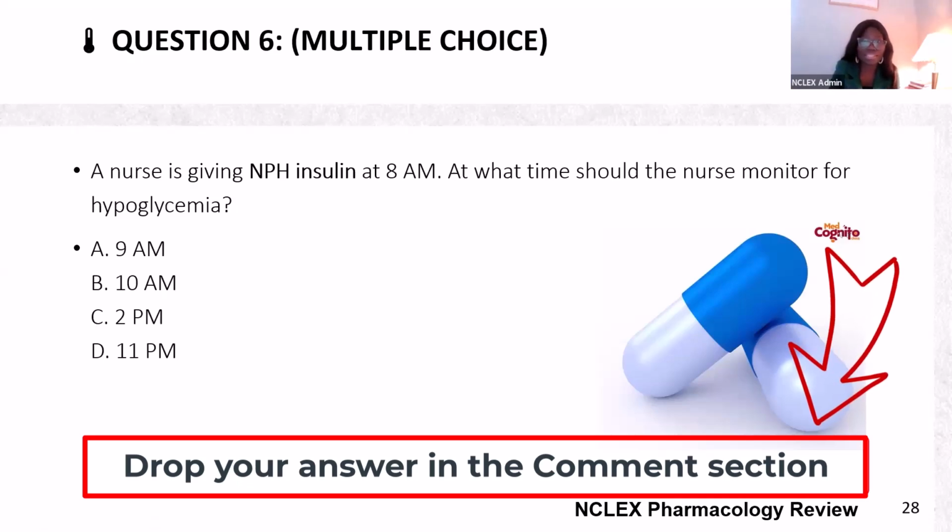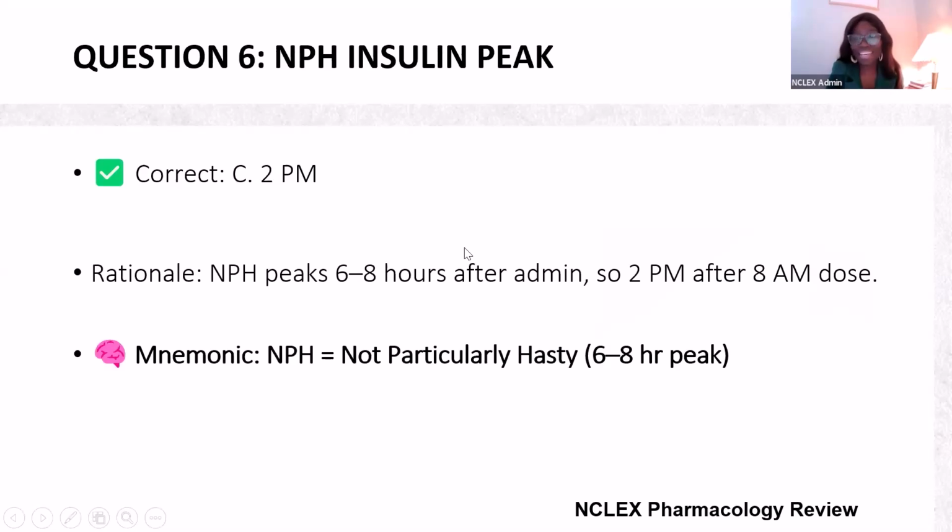So let's get the answers. No answers yet. Okay, so here in Zoom, we have C, C, C. Okay, everybody's C for Zoom. Yes, well done, well done, well done. You got it. Because NPH will peak around 6 to 8 hours after administration. So 2 p.m. will be great if you gave the dose at 8 a.m. Okay, so 6 to 8 hours.